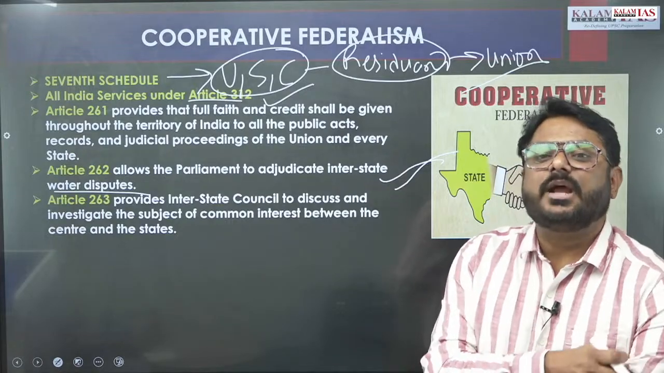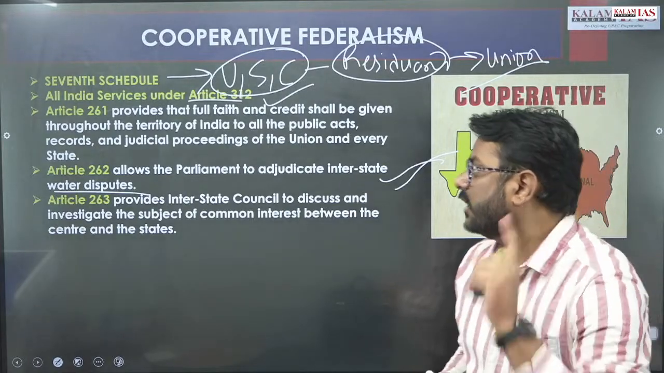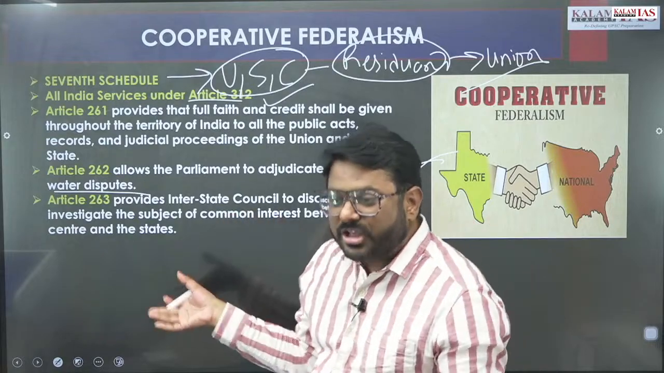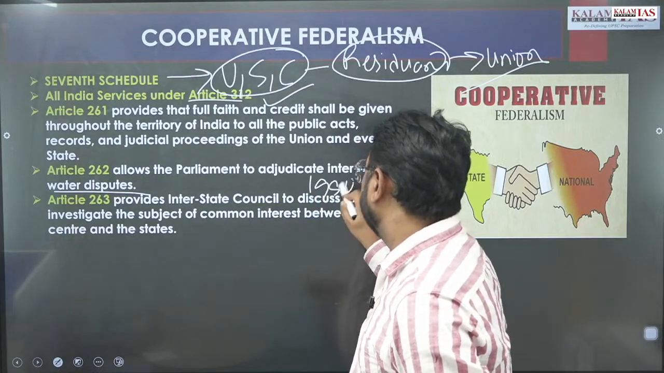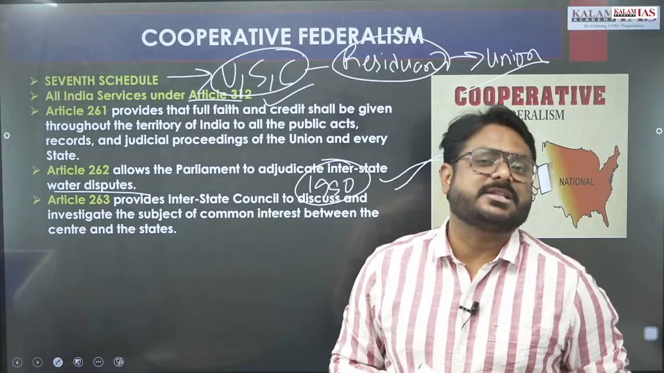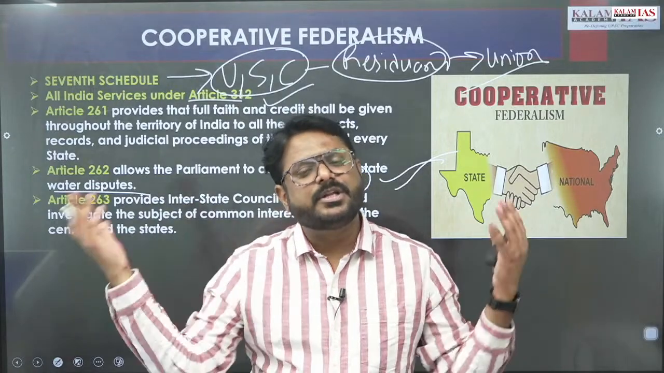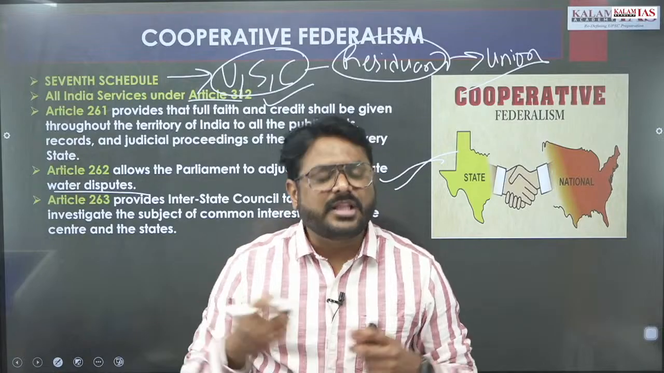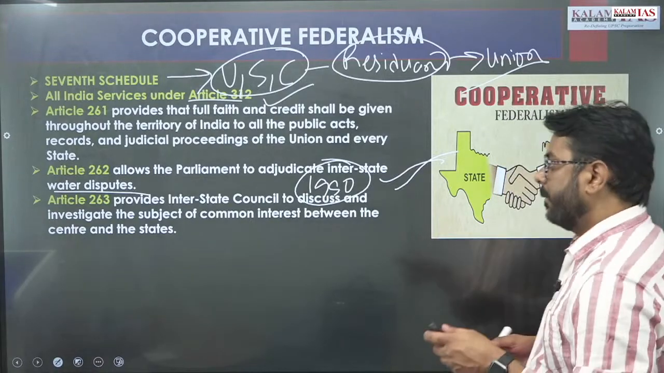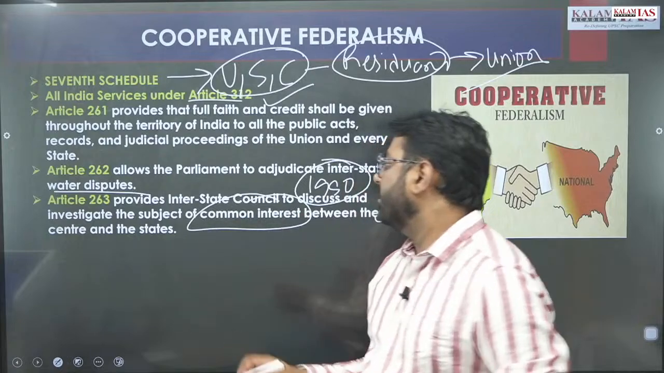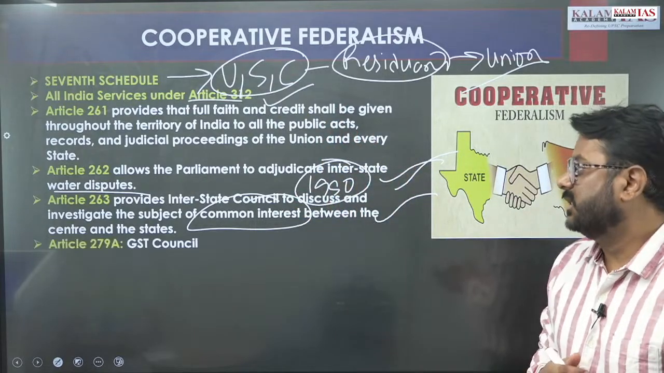Then Article 263 of the Constitution of India. Article 263 talks about the interstate council, to have collaboration and coordination among the different states. In 1990, the interstate council was established, right? In this interstate council, the Prime Minister, the Chief Ministers of all the states, and other ministers will be there, and they will be collaborating and cooperating. They will have several kinds of meetings, right, to find a common interest between the center and the states. Though not much successful, for cooperative federalism you can give such examples.